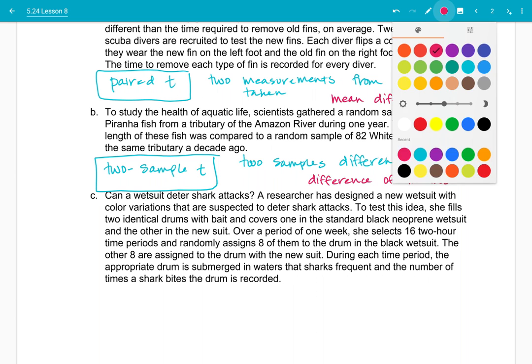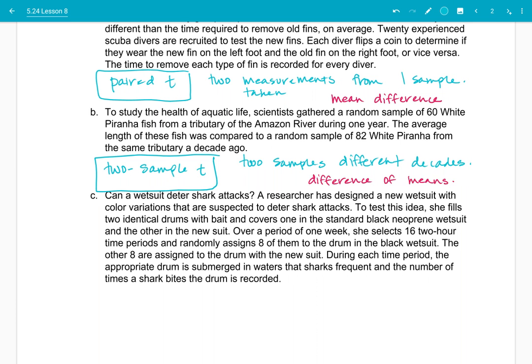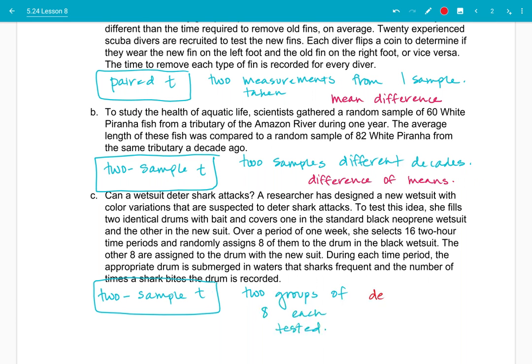Okay, so what do you think? Do you have one group that was measured twice, or do you have 2 separate groups being measured? Hopefully you said 2 sample T. If you did, you got it. This is, in fact, a 2 sample T procedure. We have 2 groups of 8, each being tested, which means we again have a difference of 2 means. Oops, difference is spelled with an I.